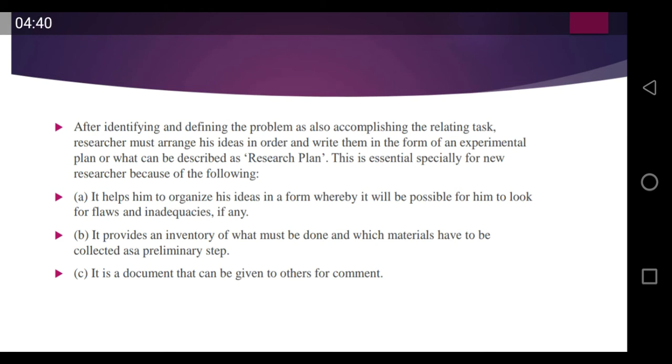Third, it is a document that can be given to others for comment. If you have done this, you can give it to some other expert or to your research guide. Ask them, sir, these ideas are there, this is what I am going to do. If you want to comment on these ideas, please let me know. That will be a very good thing. If they give any suggestions, you can add them.